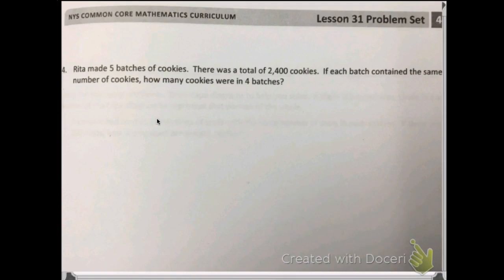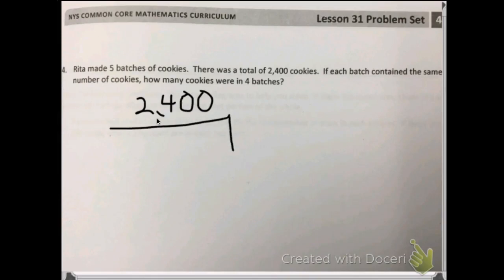Well, this is kind of a little bit of a tricky one. Rita made 5 batches of cookies. There was a total of 2,400 cookies. So, 2,400 cookies is the total. She made 5 batches, so we can say 1, 2, 3, 4, 5. I made 5 batches. We need to know how many are in each batch, but we know that there's 5.